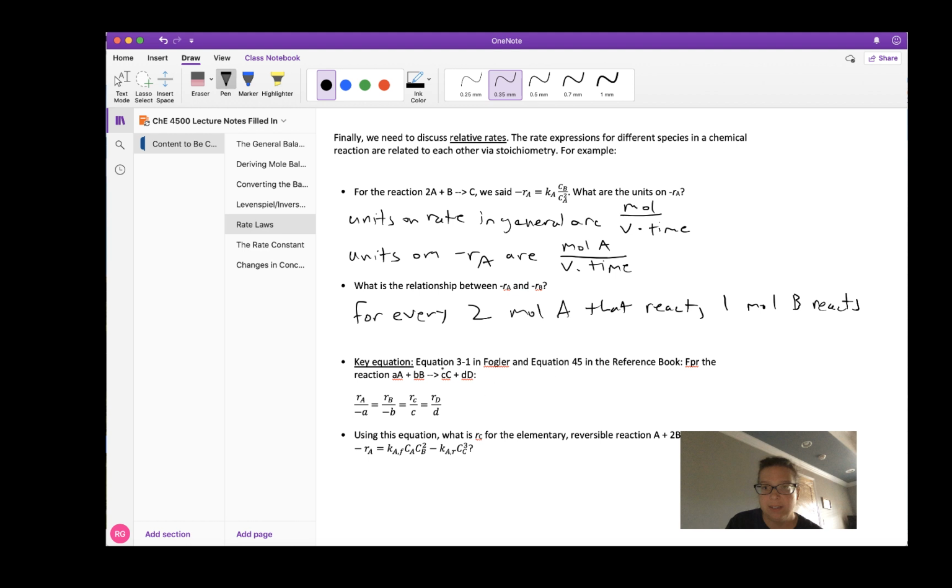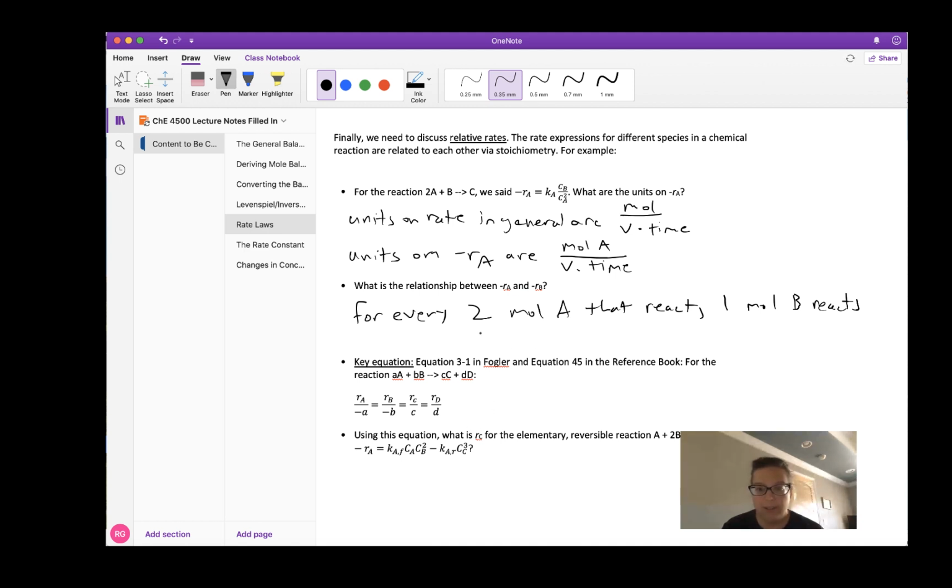And in fact, there's a general equation for this. It's given in equation 3.1 in Fogler, or equation 45 in the reference book. Here we have a typo. I'll fix that in a minute. Basically, if we take the rate of any species, we can scale it by its stoichiometric coefficient. If it's a reactant, that's going to be a negative number, and if it's a product, it will be a positive number. But that allows us to relate the different rates to each other.